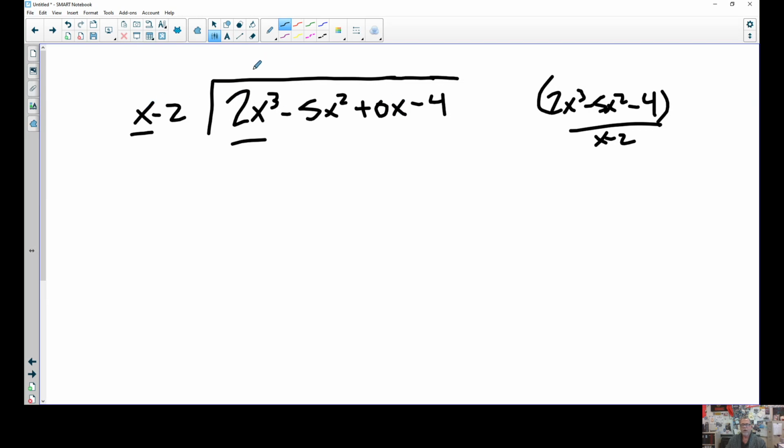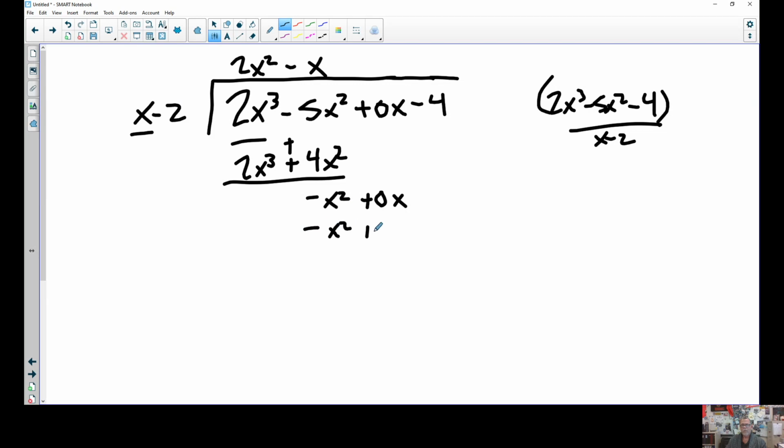So x into 2x cubed would leave me 2x squared. When I multiply this, I would get 2x cubed, and then 2x squared times negative 2 would be a negative 4x squared. I subtract, which means adding there, and I would have a negative x squared plus 0x. Now, x into negative x squared is a negative x, and we would get negative x squared plus 2x. We multiply negative x times negative 2, we get a positive 2x. Now I subtract. That's why that 0x comes in handy. Do you see it there? And then I can bring down the negative 4.